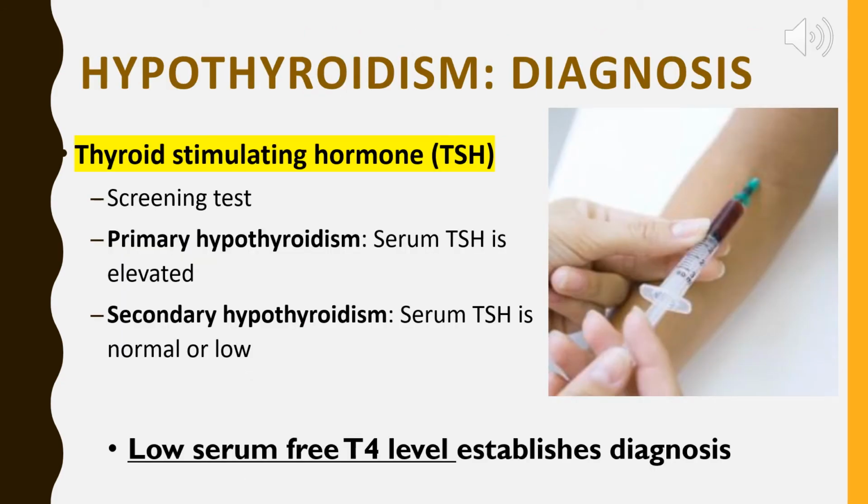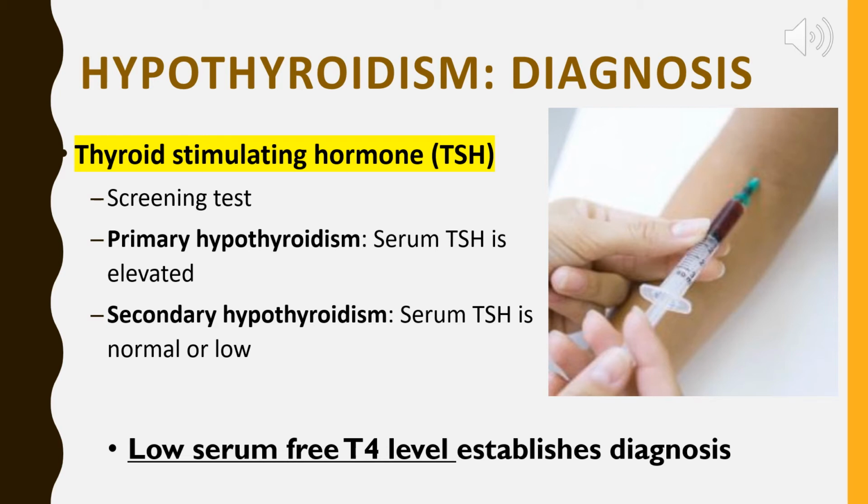The definitive diagnosis of hypothyroidism relies on biochemical quantification of the thyroid hormone, specifically the free or the unbound T4 levels. Subnormal levels of free T4 establishes the diagnosis of hypothyroidism. However, measurement of serum TSH level is also required to ascertain the type of hypothyroidism.